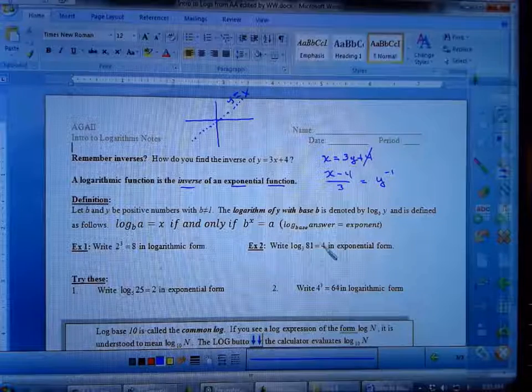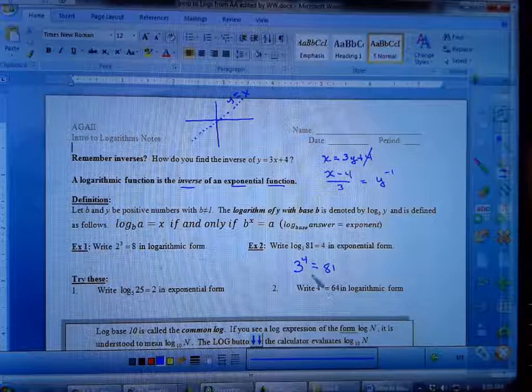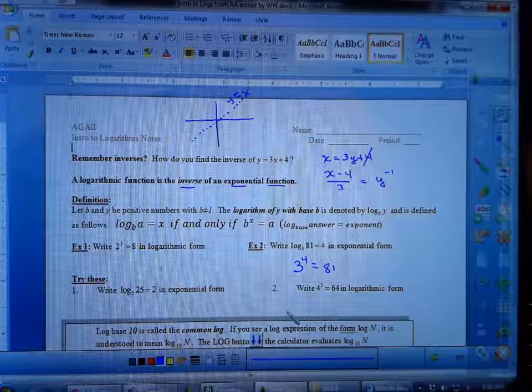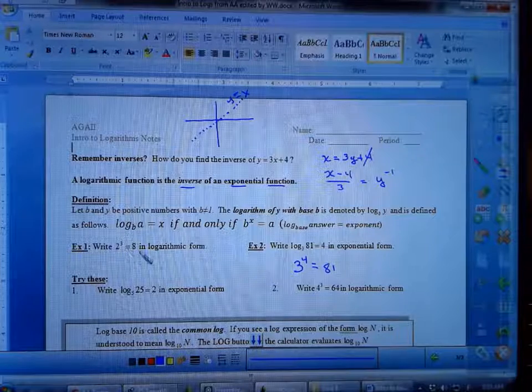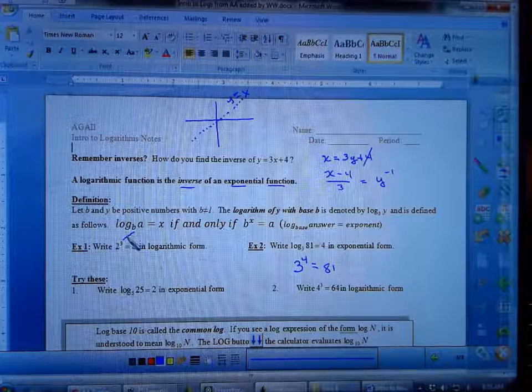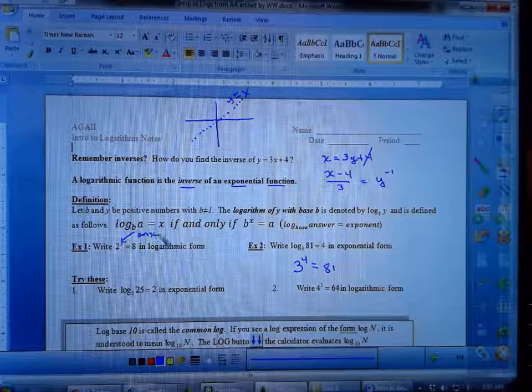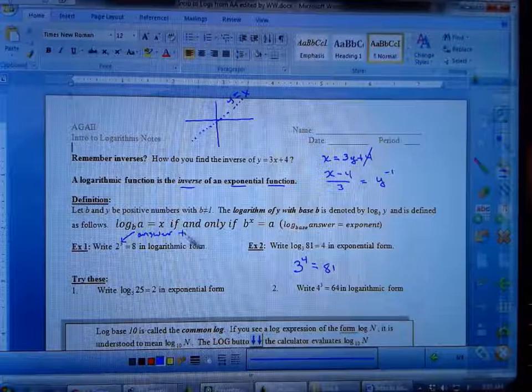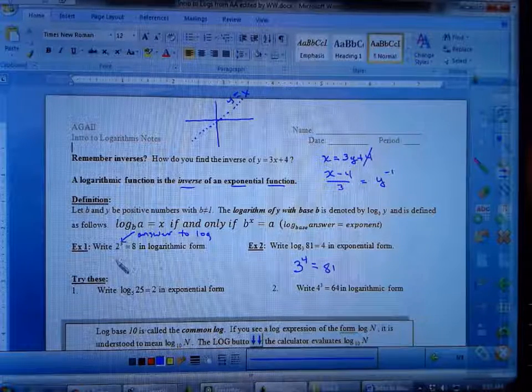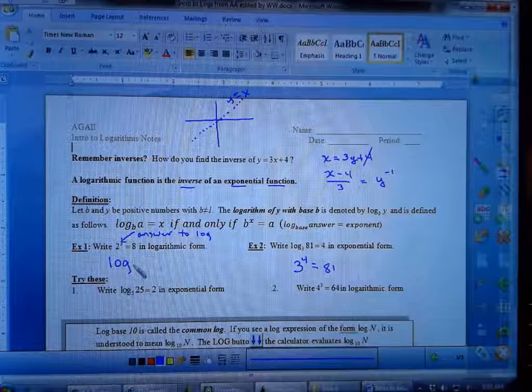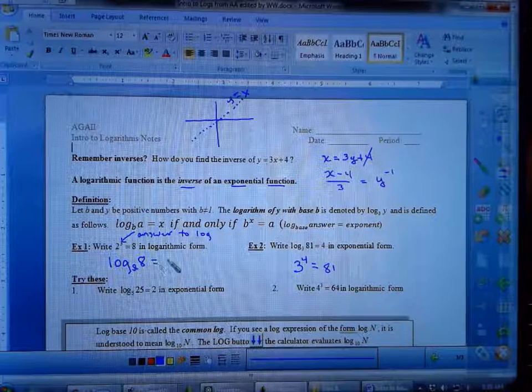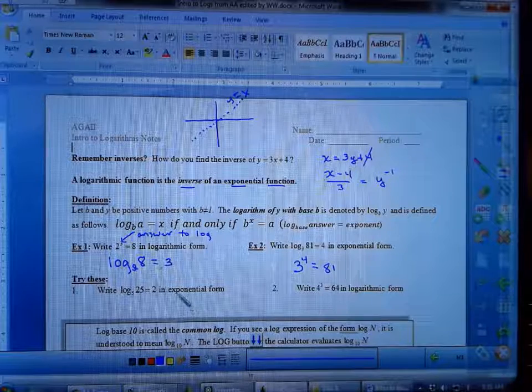Okay? So if I rewrite this one in exponential form, that's just going to be 3 to the 4th is equal to 81. So this is exponential, this is log form. That's literally the basic principle that we're dealing with here. Now, if I take 2 to the 3rd is equal to 8, you all agree with that, right? The answer to a log is this right here. I'm going to write this with a base of 2, so log base 2 of 8 is equal to 3. That's how you go back and forth between the two.